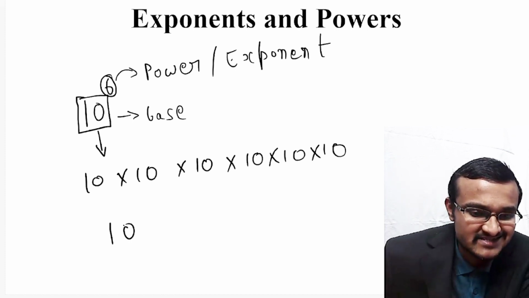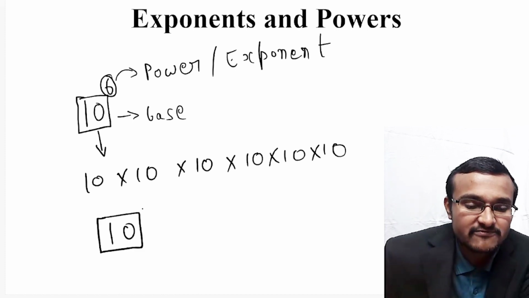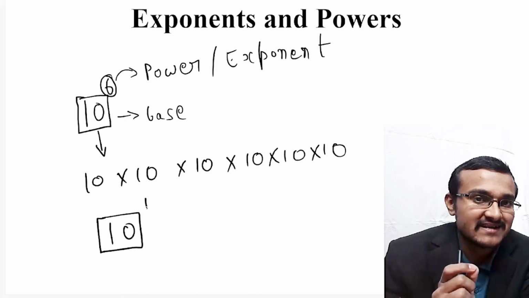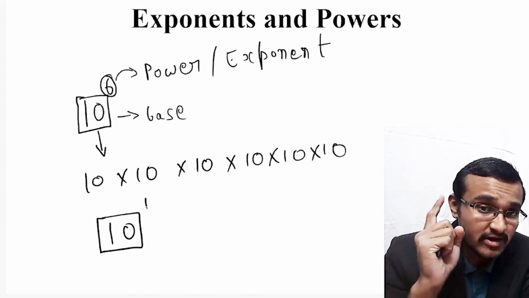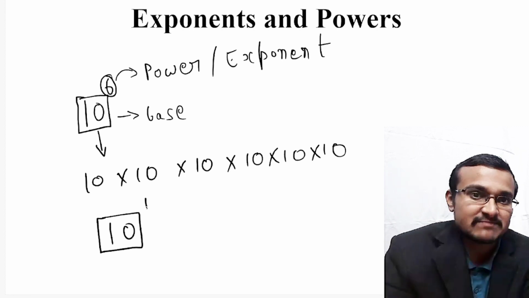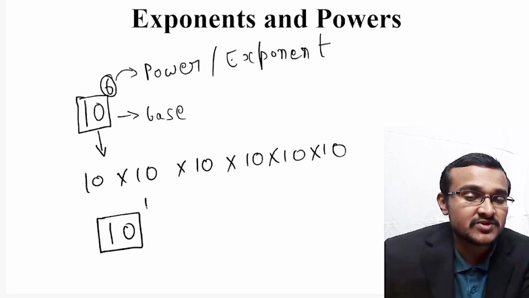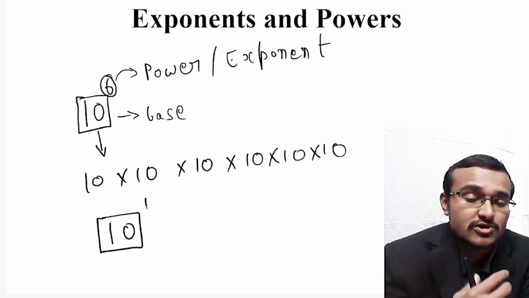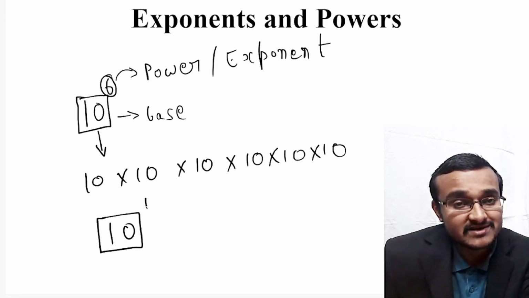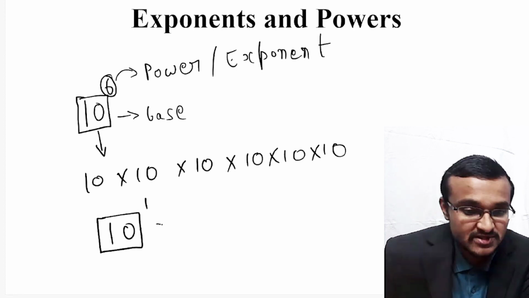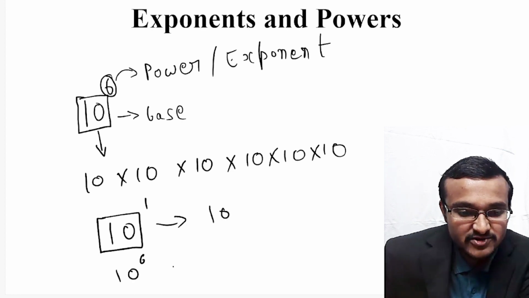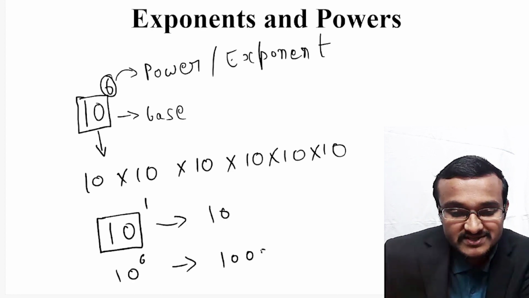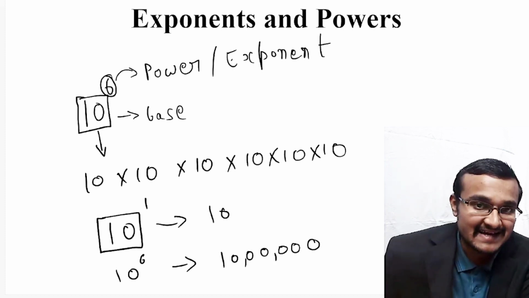If I just consider 10, the power of 10 is 1. That means 10 itself is 10. That's it. But when I say 10 power 6, that means 10 is multiplied with itself 6 times. That shows that much amount of power that particular 10 is getting. So the value of 10 power 1 is 10. What is the value of 10 power 6? The value of 10 power 6 is 1 followed by 6 zeros. That is almost 10 lakhs.